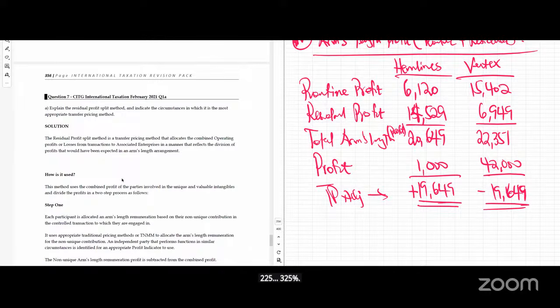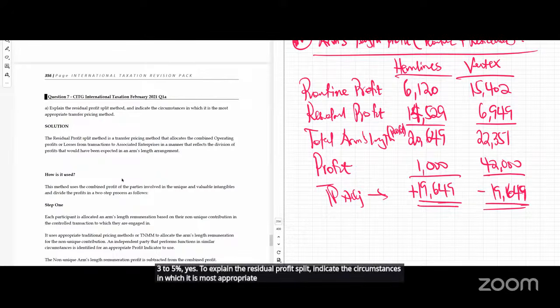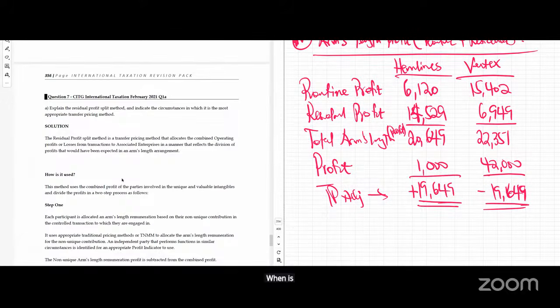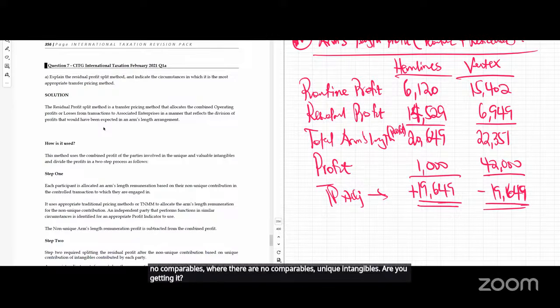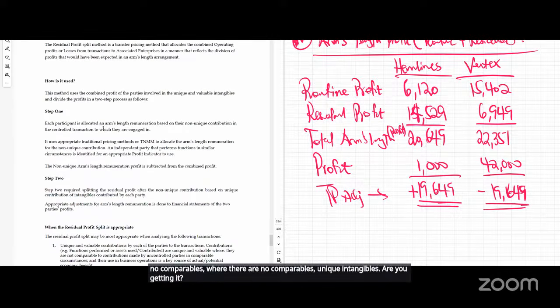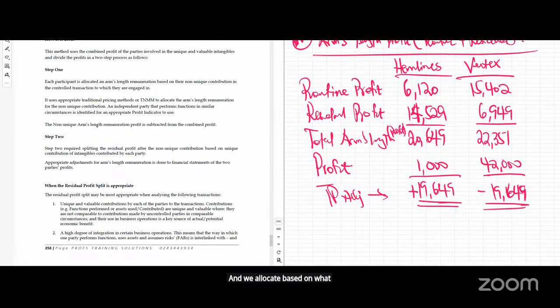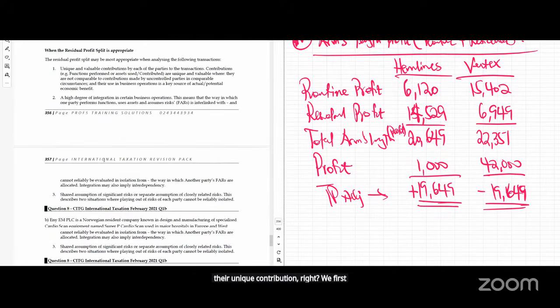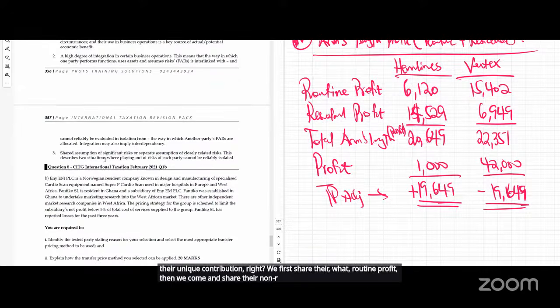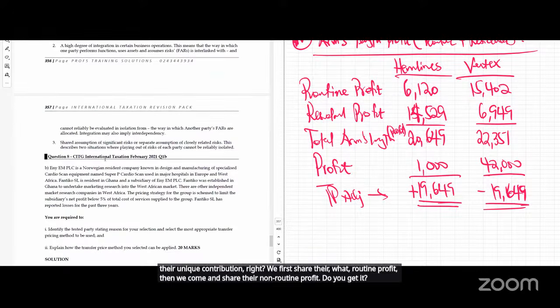3 to 5%, yes. So explain the residual profit split, indicate the circumstances in which it is most appropriate. It is most appropriate where there are no comparables, and where there are unique intangibles. And we allocate based on their unique contribution. We first share their routine profit, then we come and share their non-routine profit. This is how these things work.